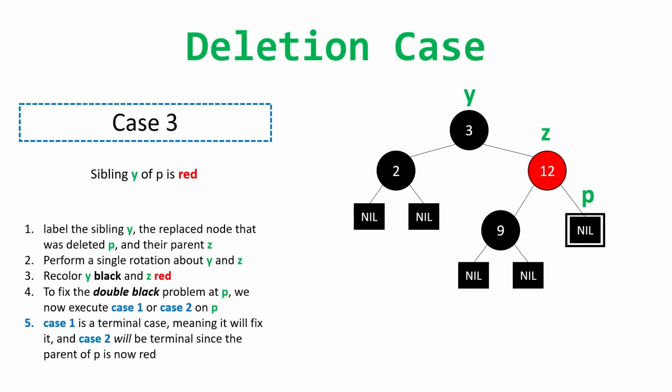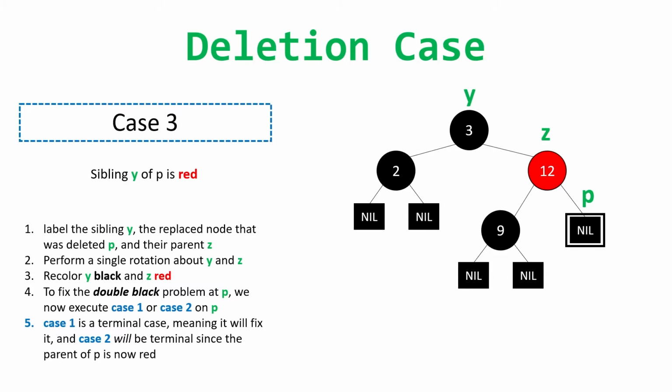Which is one of the cases we just did. So just to re-clarify here, if the sibling Y of P is red, after we delete it, we just label them Y, P, and Z. We just do a single rotation about Y and Z. That's it. We recolor Y and we recolor Z.